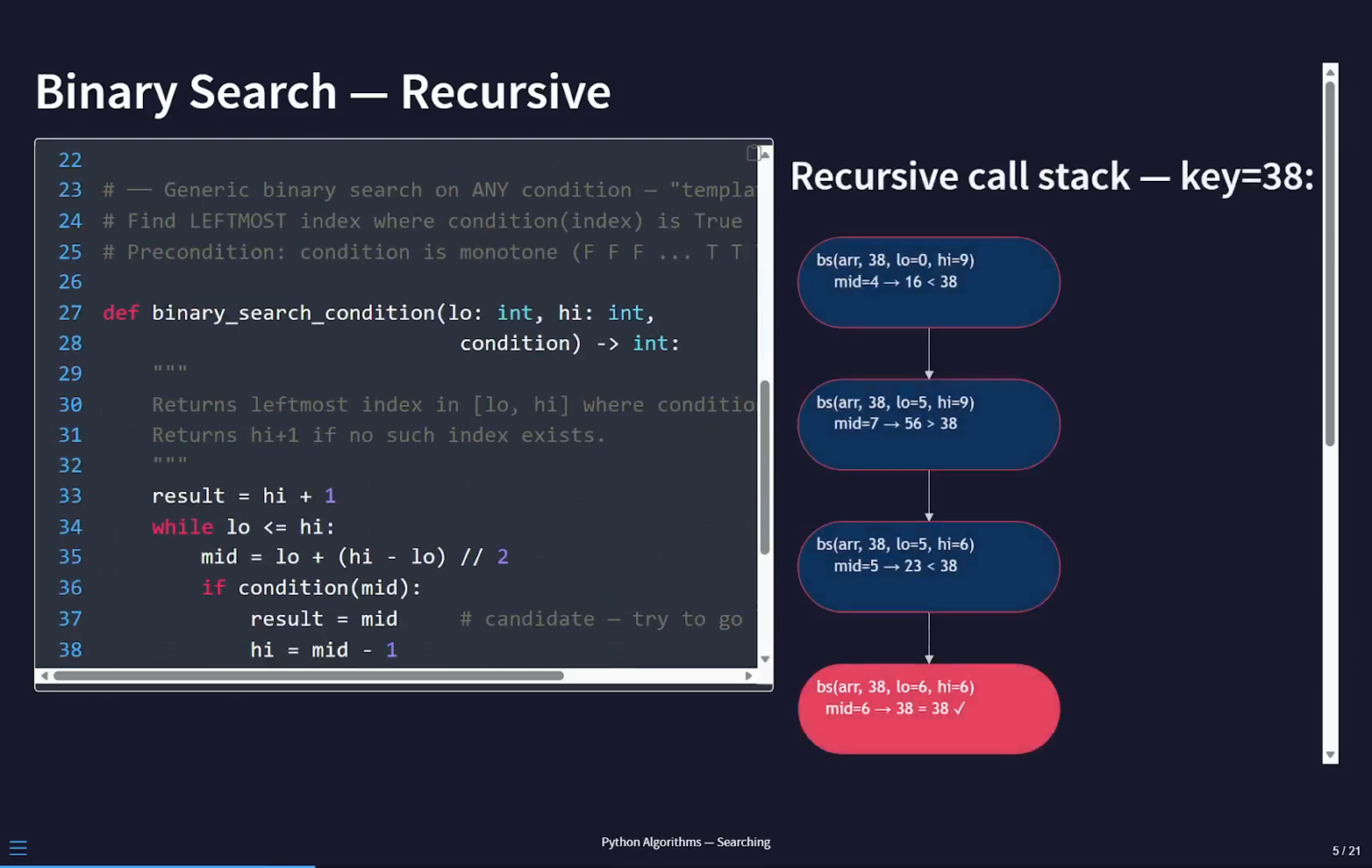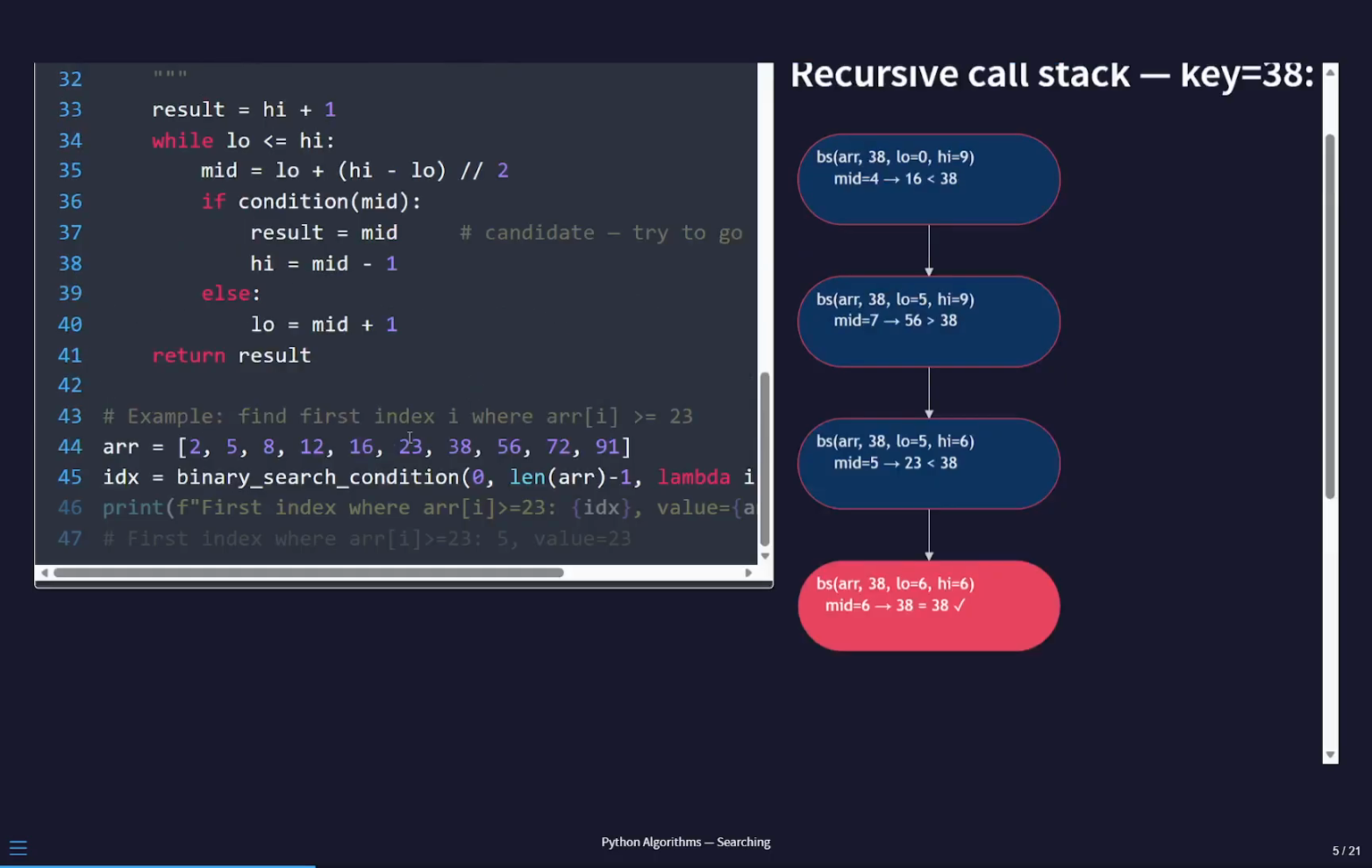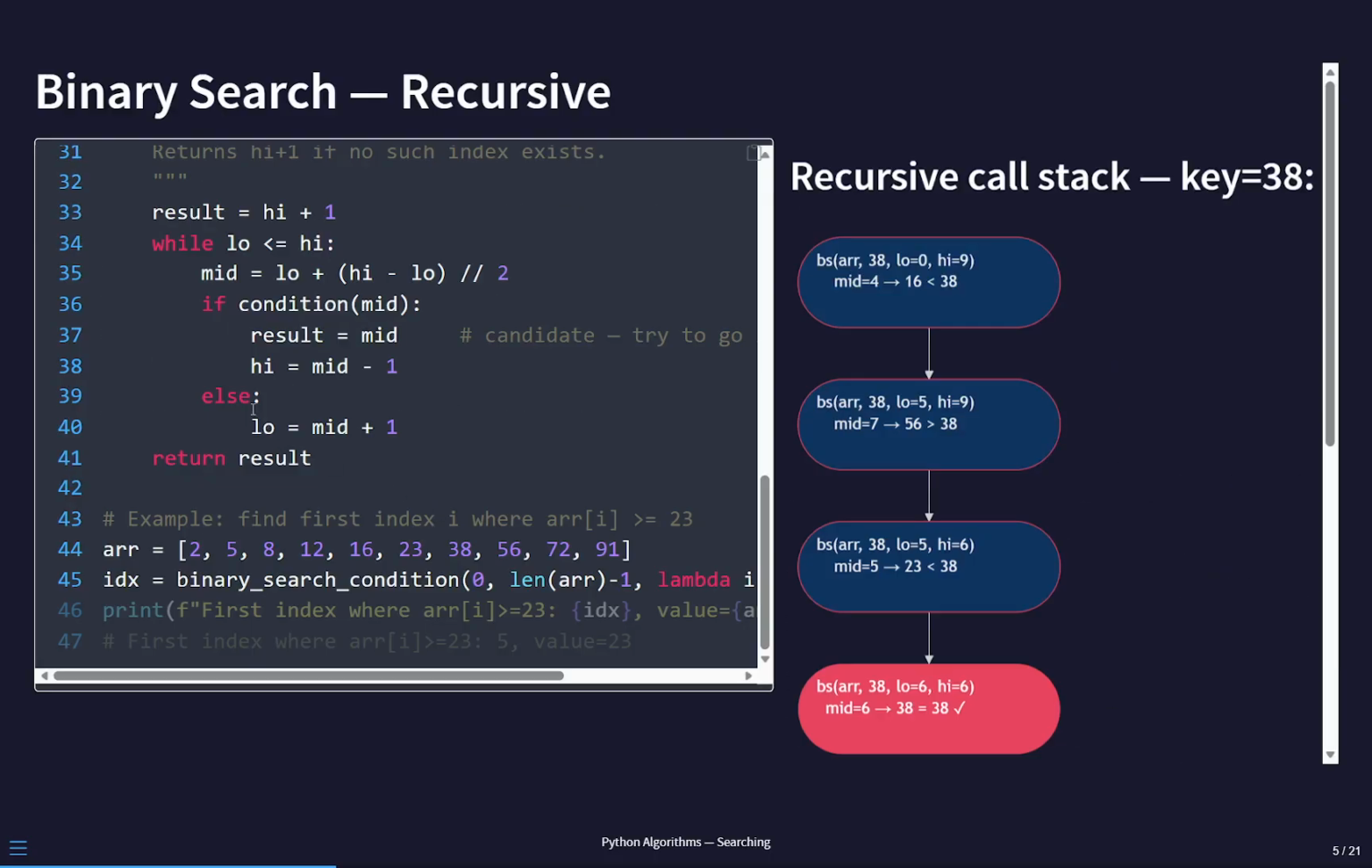Click the call stack diagram. It shows key equals 38. 4 recursive frames: starting at the full array, narrowing right, narrowing left, finding it. Each frame represents one halving of the search space. Click the generic binary search on conditions template at the bottom. It is the most powerful pattern in this whole video.